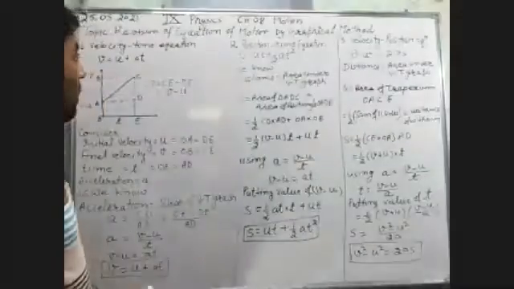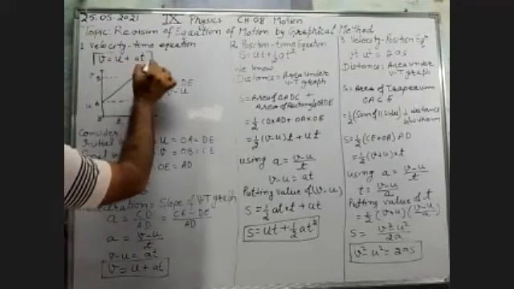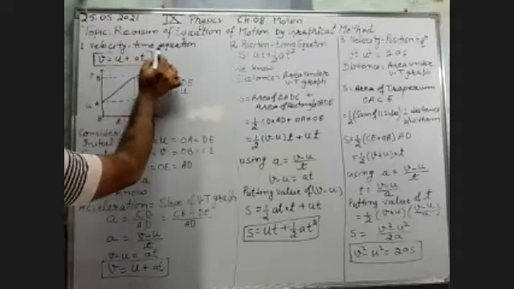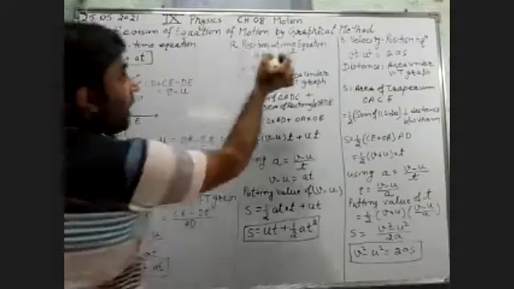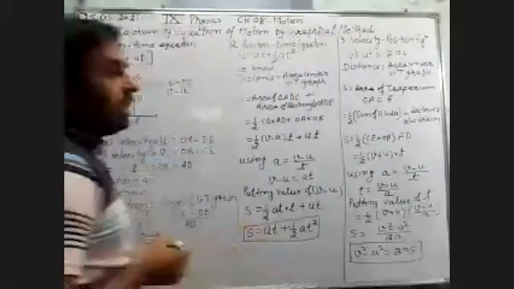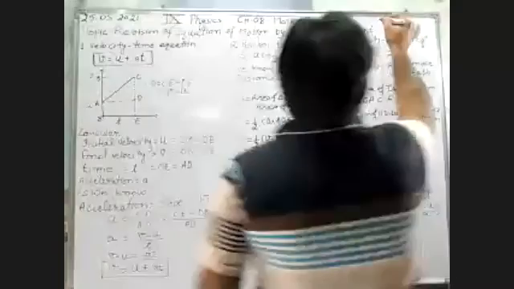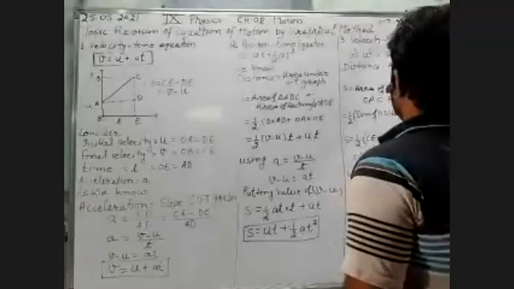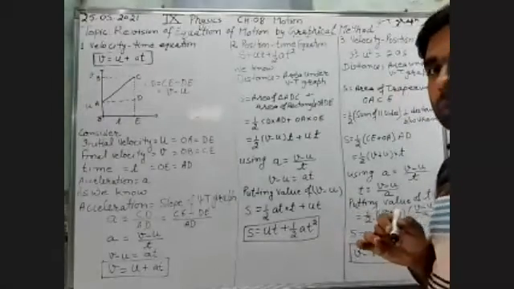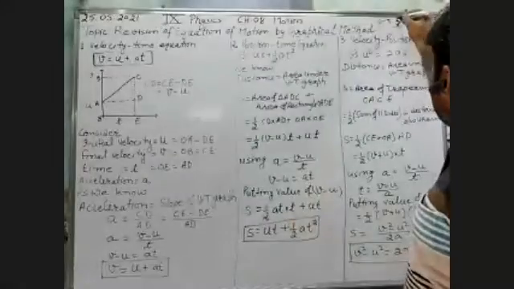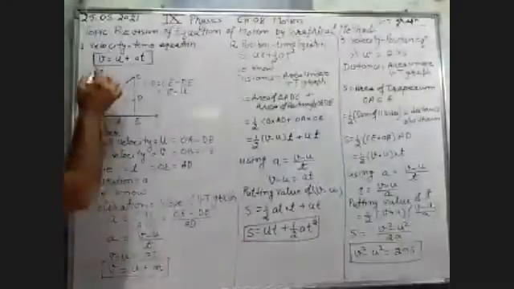So students, the first equation of motion is v = u + at. It is also known as the velocity time equation. Remember, we are using the graphical method, and the graph we are using in this topic is the velocity time graph. You have all the knowledge about the velocity time graph, so let's start. This is our velocity time graph.